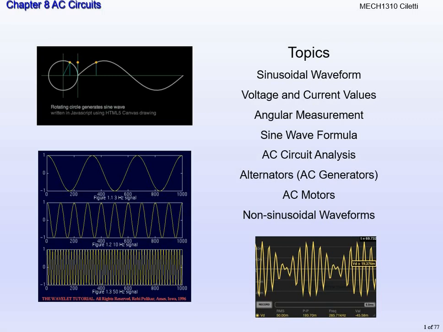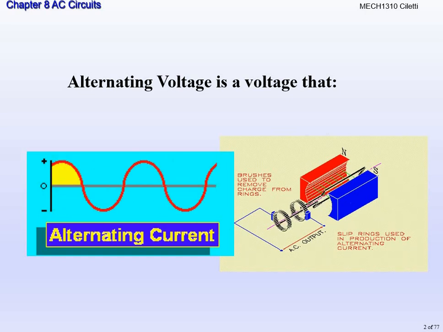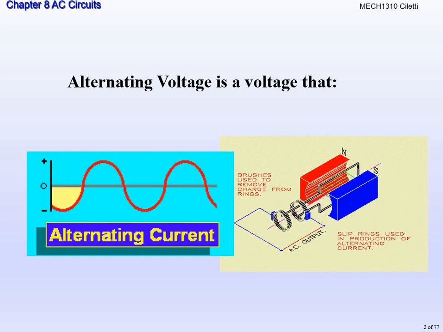How we take angle measurements, degrees and radians, and being able to go back and forth between them and where they come from, and talk about how an alternator generates electricity, or how AC motors work. And then we're going to learn how to read different sine waves, or sinusoidal waveforms, off an oscilloscope. All right, so what is AC?